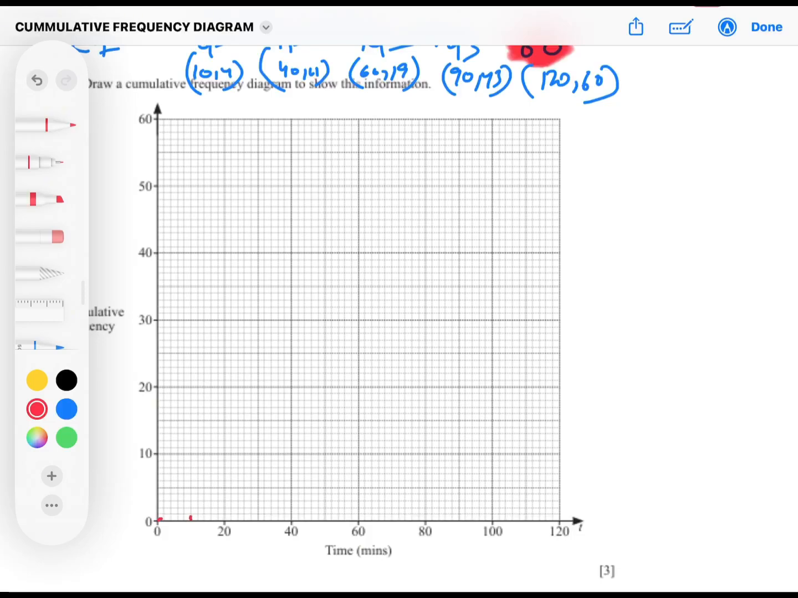1, 2, 3, 4, 5, 10. Here we have a 10, and we have to move till 40. So here we have a 40. Let's remove this line. Next is 40 comma 11, and then I have 60 comma 19.